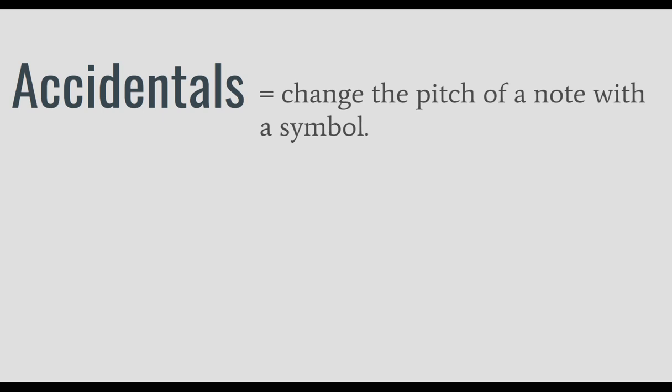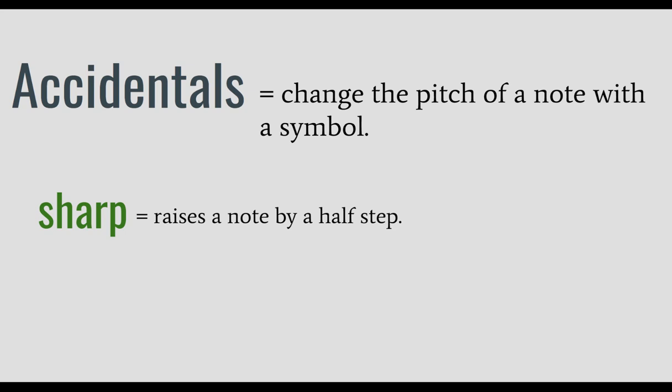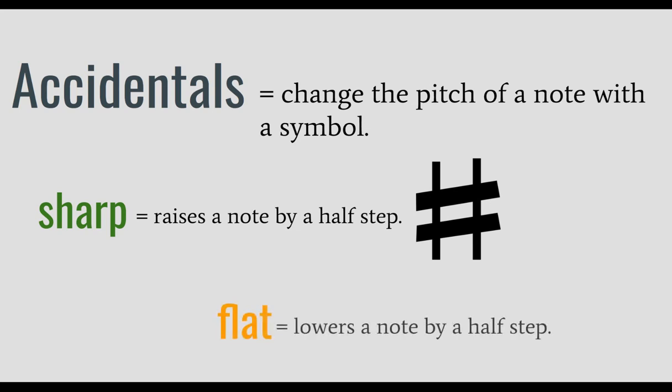Again, we have a quick review. Remember that our accidentals are any symbol that changes the pitch of a note. Okay, we have our sharp, which raises a note by a half step. It makes it higher, and it looks like a hashtag. And our flat lowers a note by a half step, and it looks like a b with a flattened bottom.